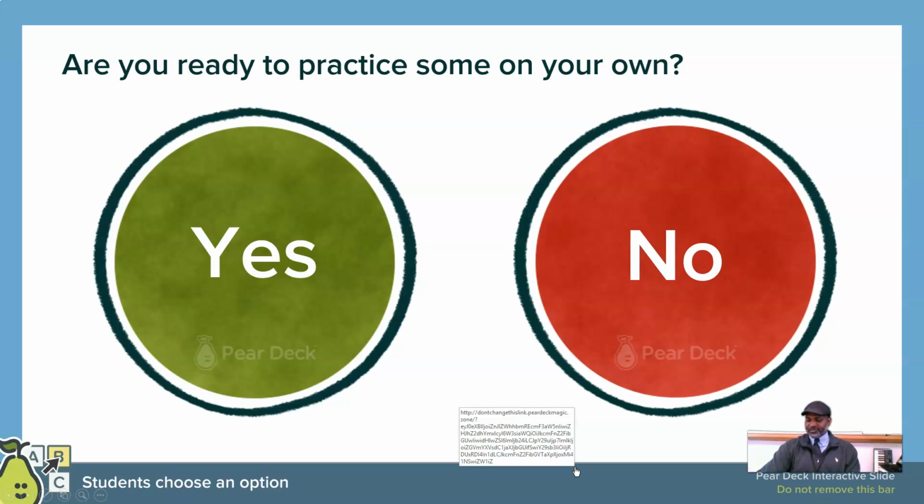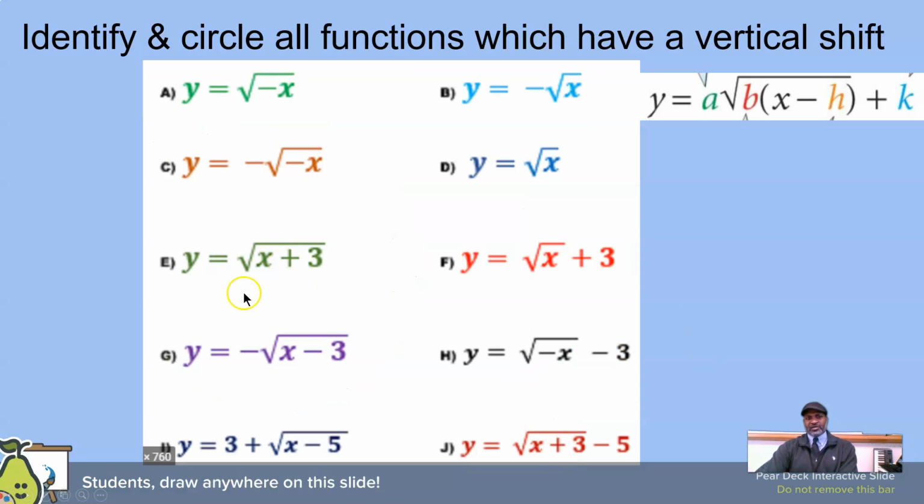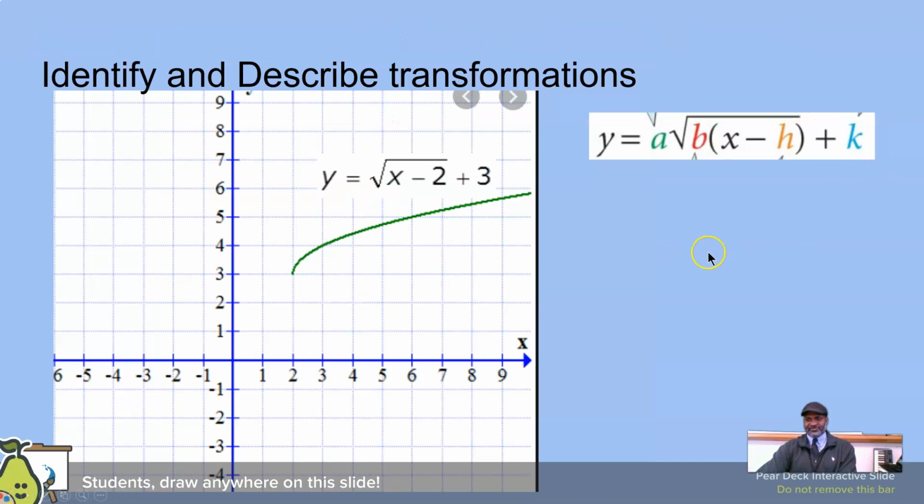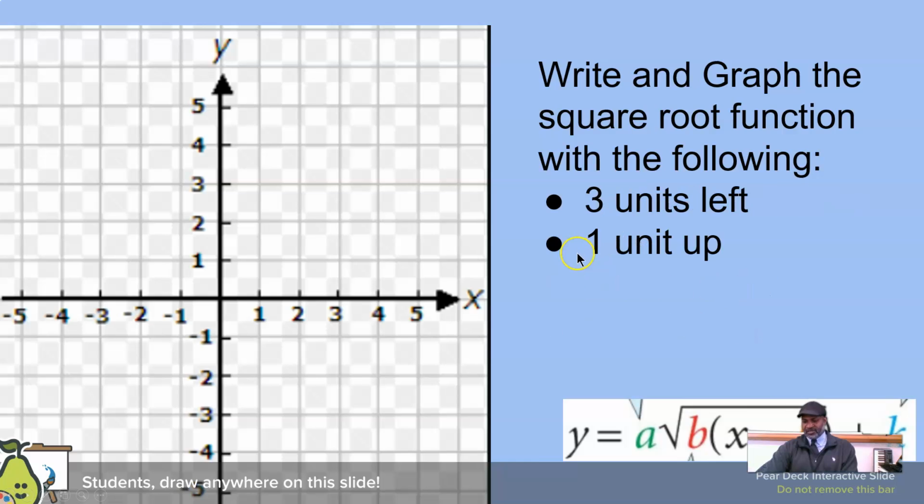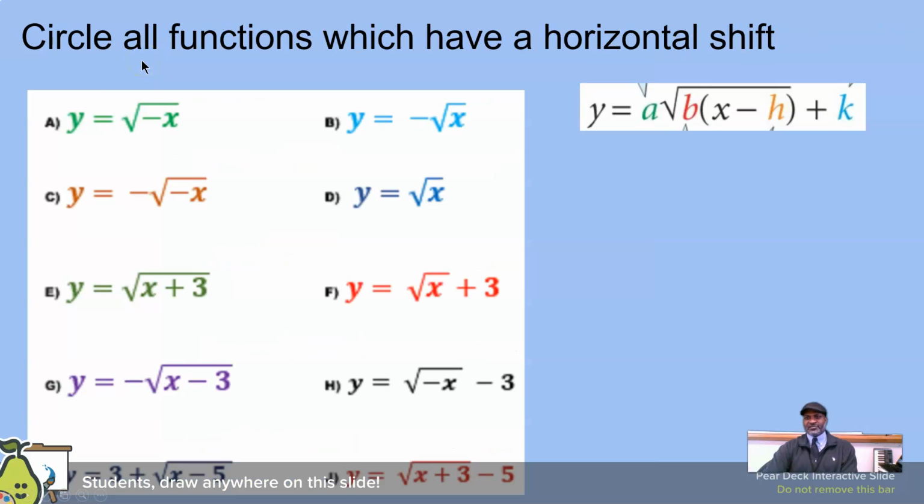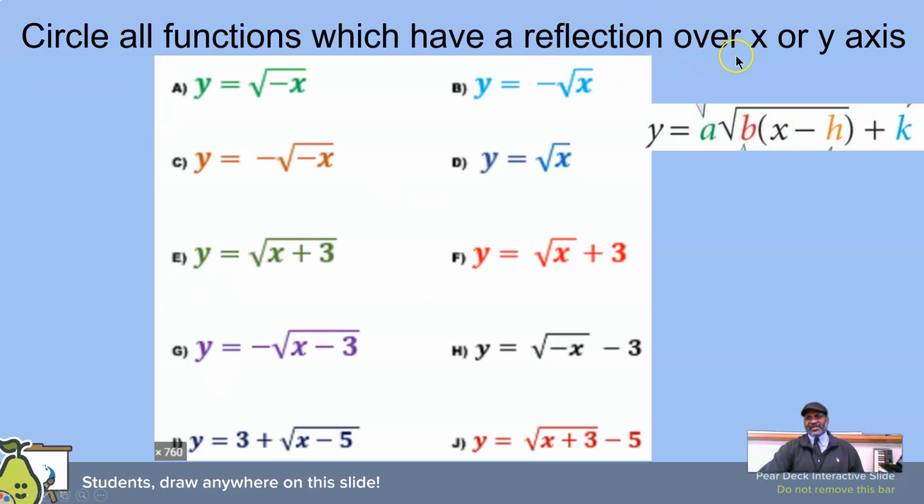Okay? Now I want you to practice on your own. So here's what I want you to do. On this page, circle all the functions that have a vertical shift. On this page, circle all the functions that have a horizontal shift. Horizontal means H. Okay? Vertical means K. All right? Then, I went too fast. Let me go back. Then circle all the functions that have a reflection over either the x or y axis. So you've got to look at A and look at B.